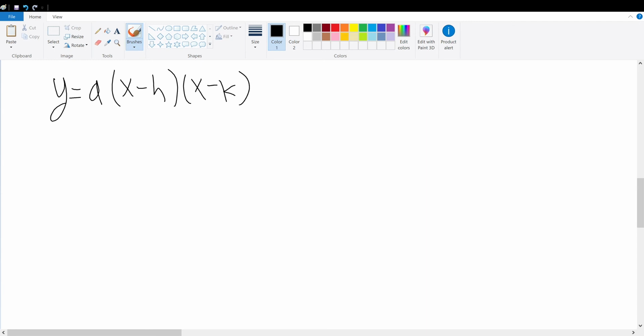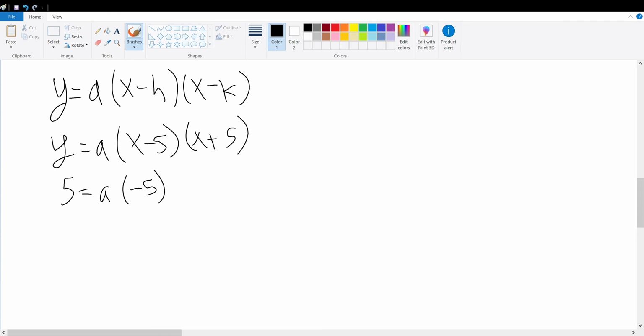We are given the two x-intercepts as -50 and 50. Therefore, rewriting this as a multiplied by x minus 5 multiplied by x plus 5, which we're also given is y-intercept of 0, 5. So when y is equal to 5, x is equal to 0, this will be -5 multiplied by +5, a rewritten as -5 over 25, which can be simplified into -1/5. There we go. Now we have our parabola.